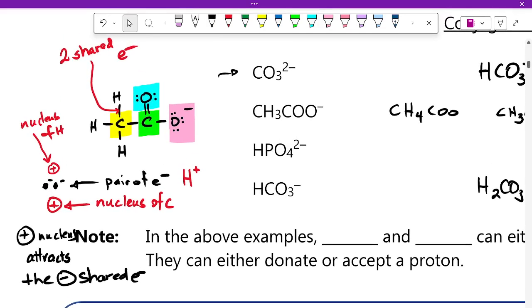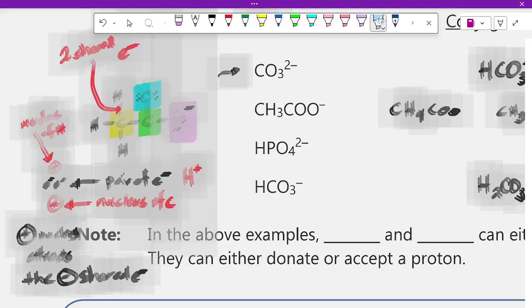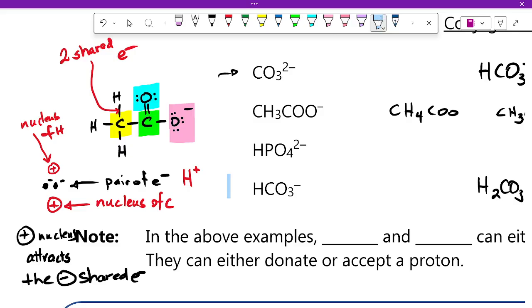Now, knowing that, how is hydrogen going to bond with that molecule?